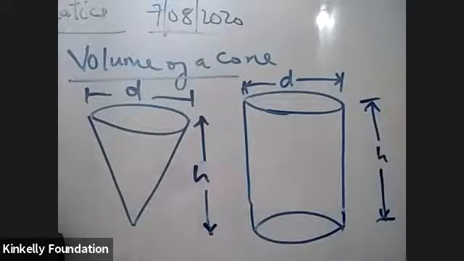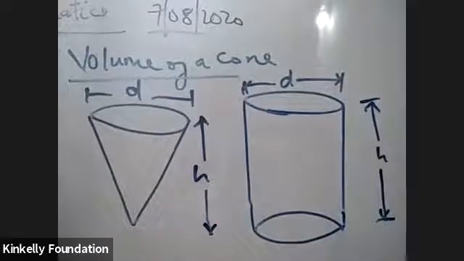Now, how do you get the volume of a cone? Remember, a cone is a pyramid. And we say that a pyramid has a volume of 1/3 times the cross-sectional area times the height.